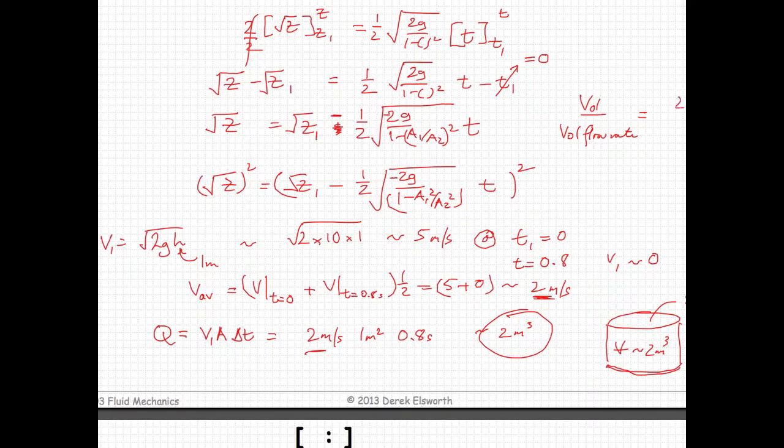So the volume of the tank is 2 meters cubed. The average velocity is 5 plus 0 over 2, or 4 plus 0 over 2, which is 2 meters per second. The cross-sectional area here is 1 meter squared, so the volumetric flow rate is velocity times area, which is 2 times 1, so 2 meters cubed per second. If you divide one by the other, the time to drain the tank is about 1 second. Not a bad way of estimating this.